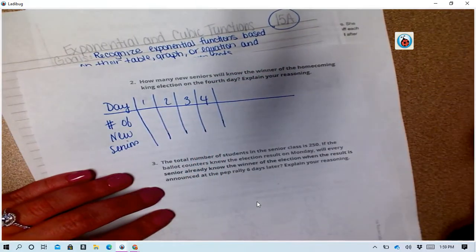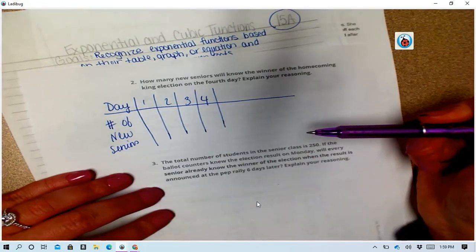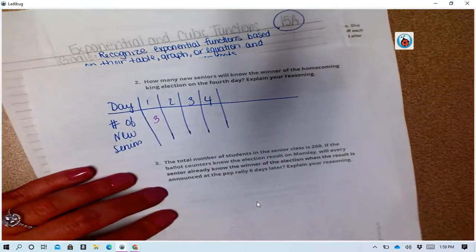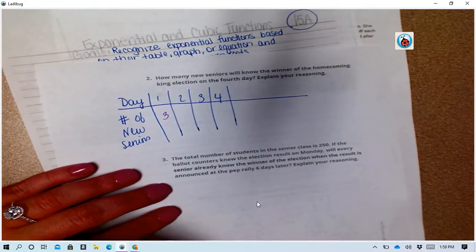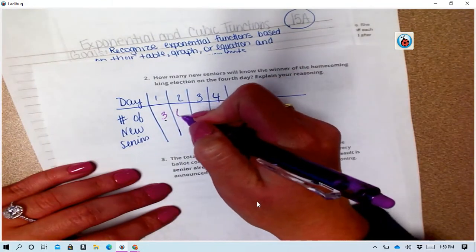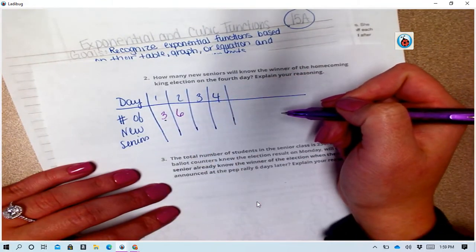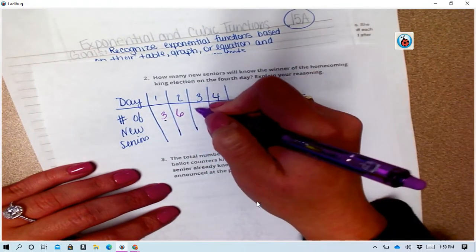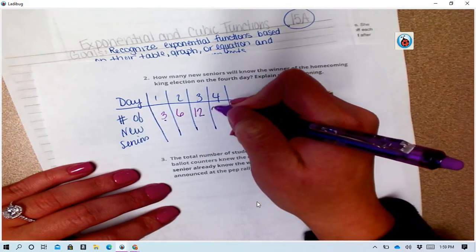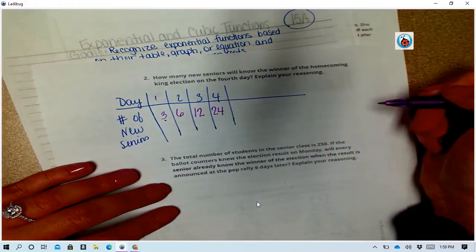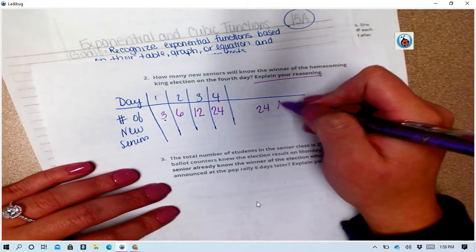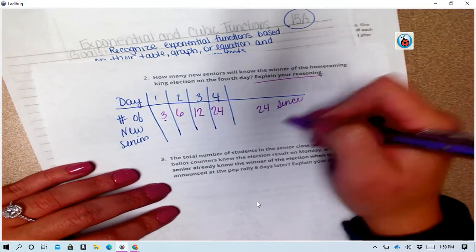Okay, so I'm going to go with a table to explain my reasoning. So at the end of day 1, there were only 3 new seniors who knew the results. Then those 3 people told 2 people each, giving 6 new seniors. Then those 6 seniors told 12 new seniors. And then those 12 new seniors told 24 new seniors. So explain your reasoning: 24, since the pattern is doubling.